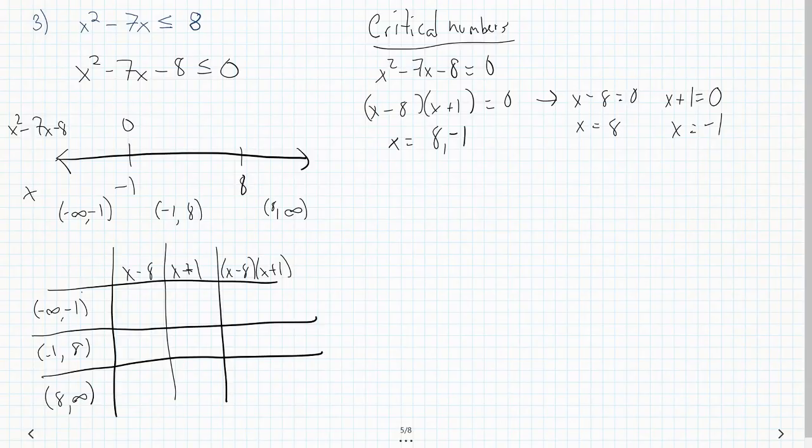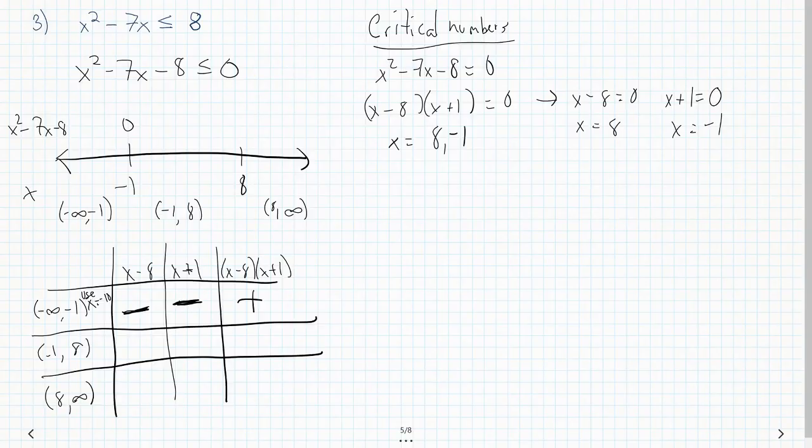So in our first one, you have any choice in here, use x equals negative 10, because that's in there. When we go negative 10 minus 8, notice we get a negative. Negative 10 plus 1, we get a negative. So when we multiply two negatives, we get a positive. So that's greater than 0, and that's not going to work for our interval.